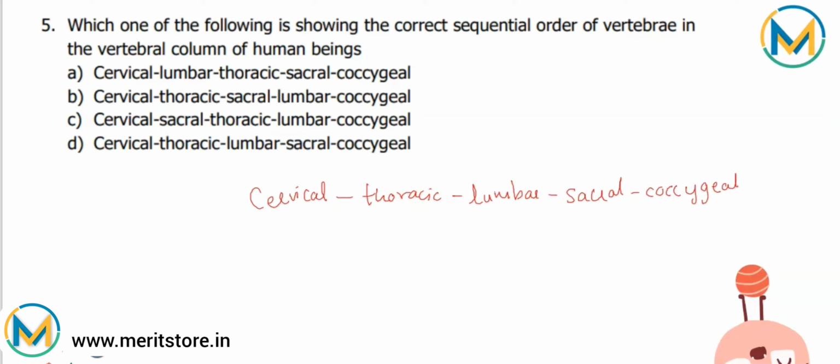So now looking at the options to find out the sequence, first cervical, so we have all options having cervical first. Then the second is thoracic, so that's option B and option D. So you have to look for the third, that's lumbar. So lumbar is there in only option D. So cervical, thoracic, lumbar, sacral and coccygeal. Correct answer is option D.